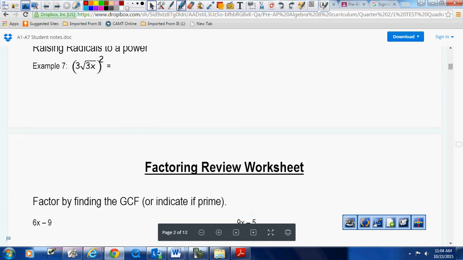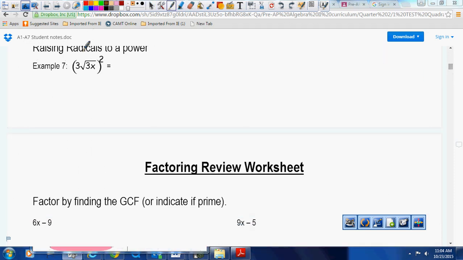So for example 7, I have raising a radical to a power. One of the ways I tell people to look at that is that means stamp it twice. I have 2 of those terms. So that really means I have a 3 square root of 3x twice. Right, so it really means I'm really multiplying both of those terms.